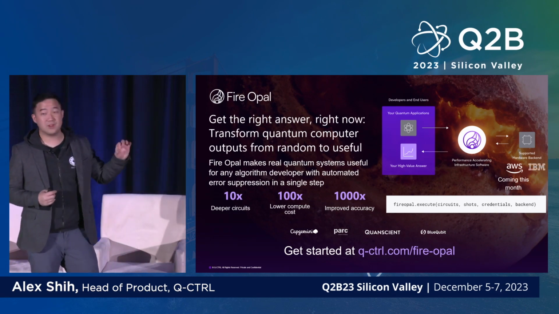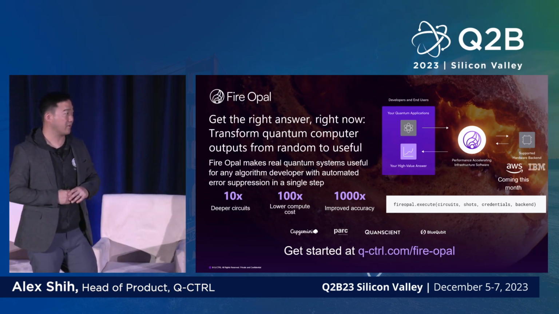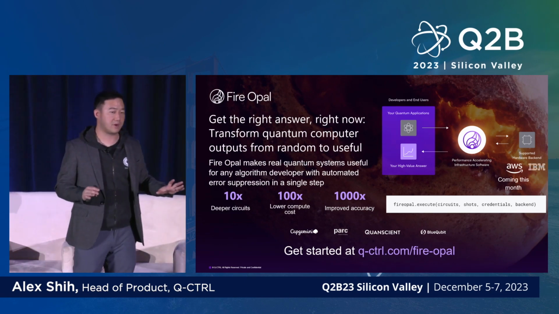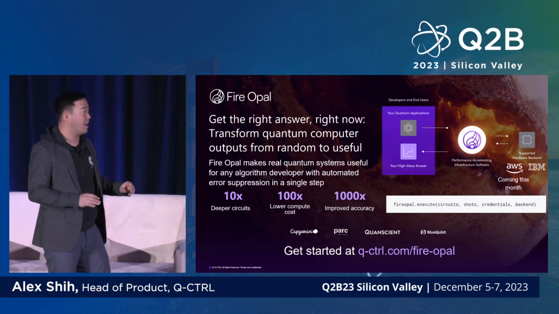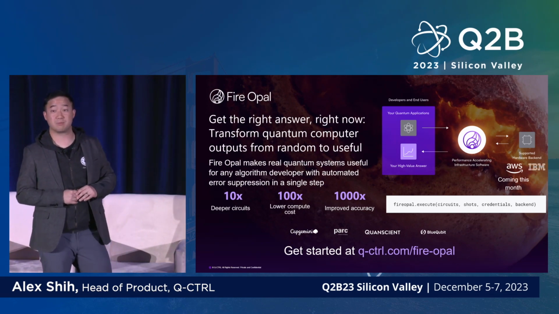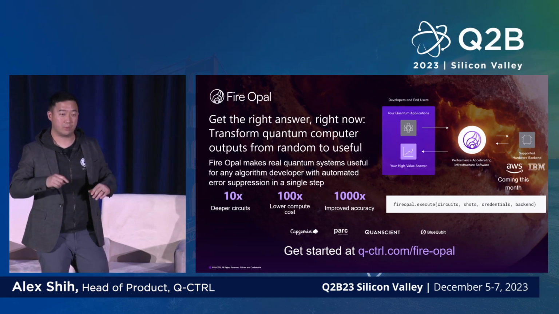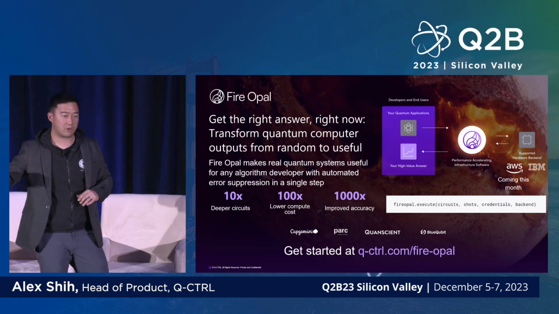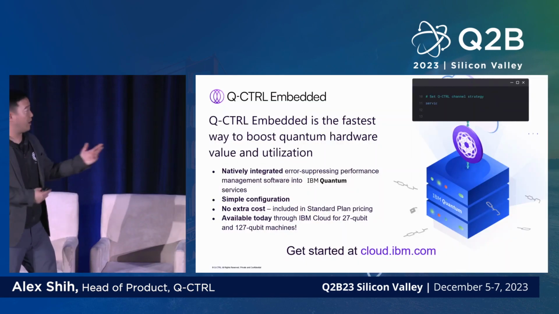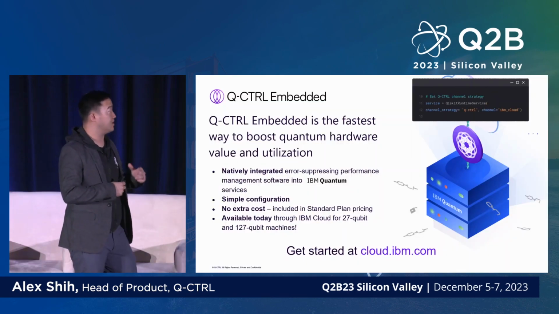And again, we do this all within one line of execution. We are fully supported on all different IBM devices today. And we are launching our integration with Amazon Braket very soon. And we'll be rolling out additional support through the backends that they support. And the other representation of this is Q-Control embedded.